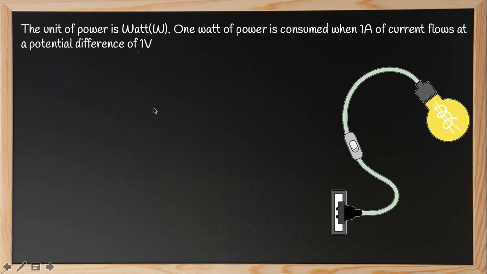For example, consider there is a bulb. If this bulb consumes 1 ampere current at a potential difference of 1 V, then we say the power of this bulb is 1 watt. So that is how you calculate watt.